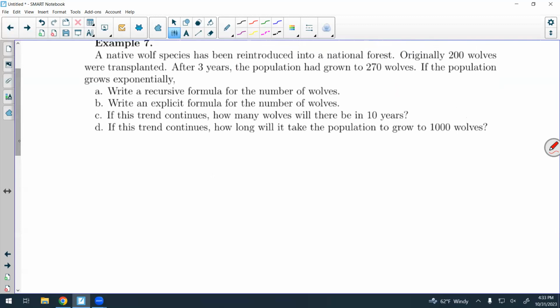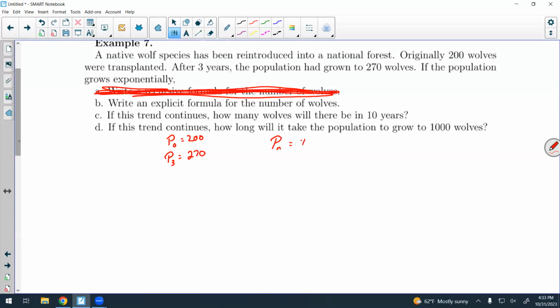Again, make sure you understand this page. Highly important. To understand this problem, it's the same as the last one, I think. Oh, it doesn't give the percent. A native wolf species has been reintroduced into a national forest. Originally, 200 wolves were transplanted. After 3 years, population had grown to 270. If the population grows exponentially, write an explicit formula for the number of wolves.